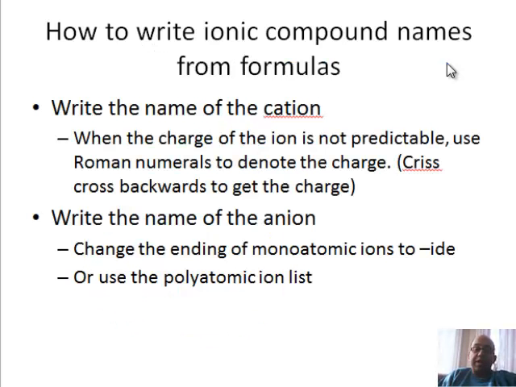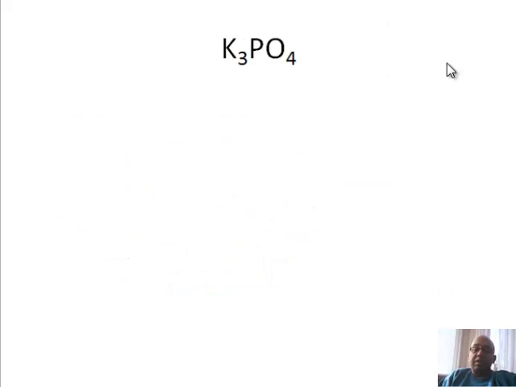Okay, so in the next section, how to write ionic compound names from formulas. So first you write the name of the cation, and when the charge of the ion is not predictable, you use Roman numerals to denote the charge, and you crisscross backwards to get the charge. We'll do some examples of this, but you should write this down. And then you write the name of the anion. Now the ending for monoatomic ions changes to IDE, and if it's not monoatomic, you use the polyatomic ion list. So let's do some examples to explain this.